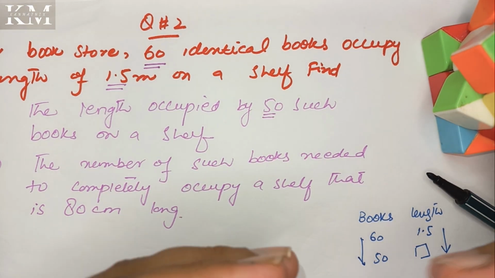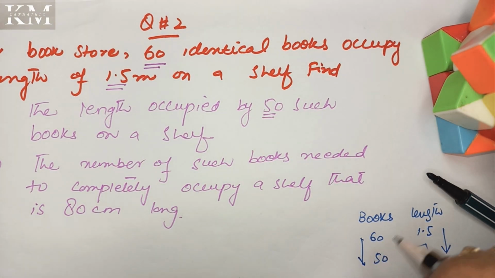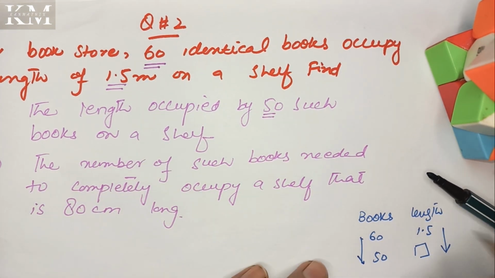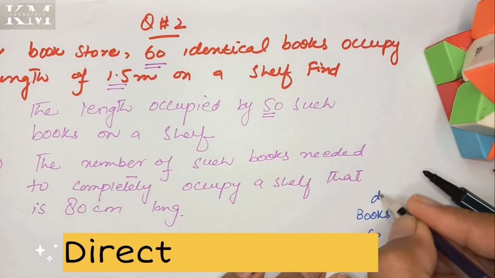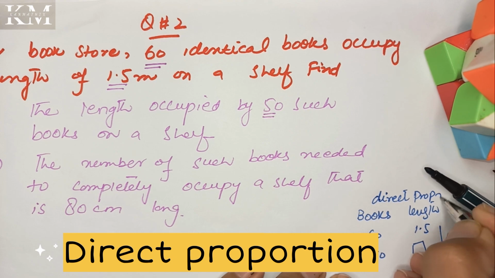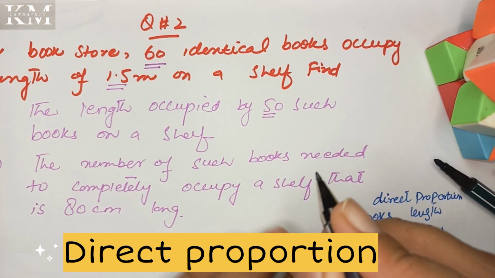Okay, so this type of relation in which both the quantities are decreasing, or another way we can say that both the quantities are increasing, this type of relation is called direct proportion or the direct relation. It means that we have the direct proportion here.